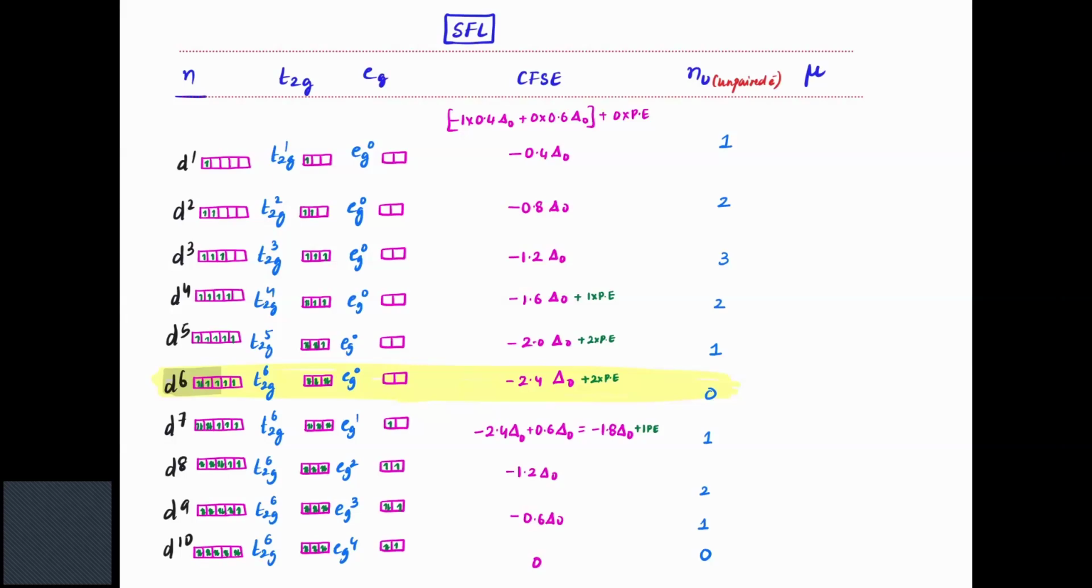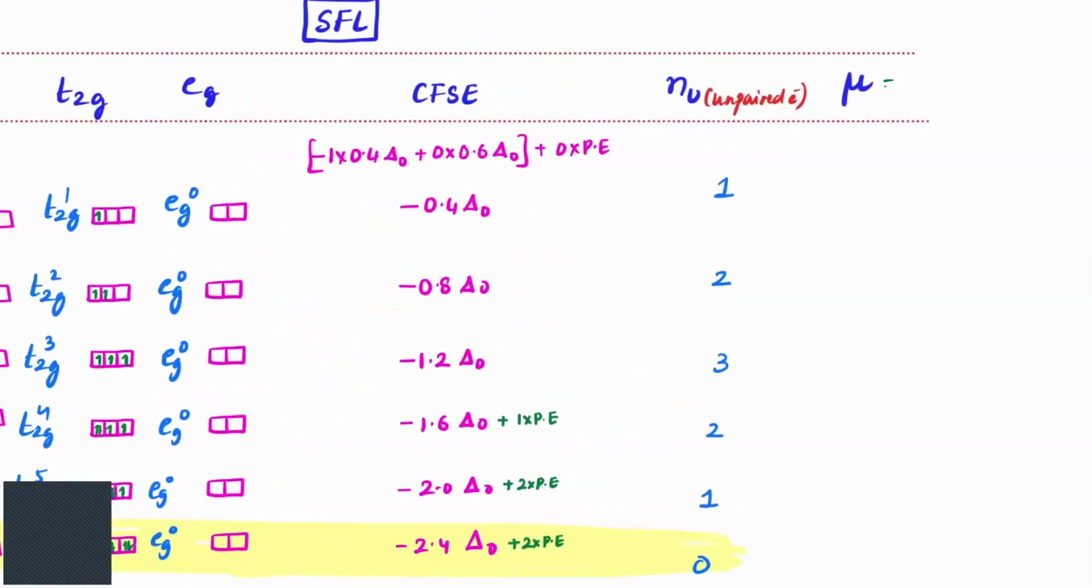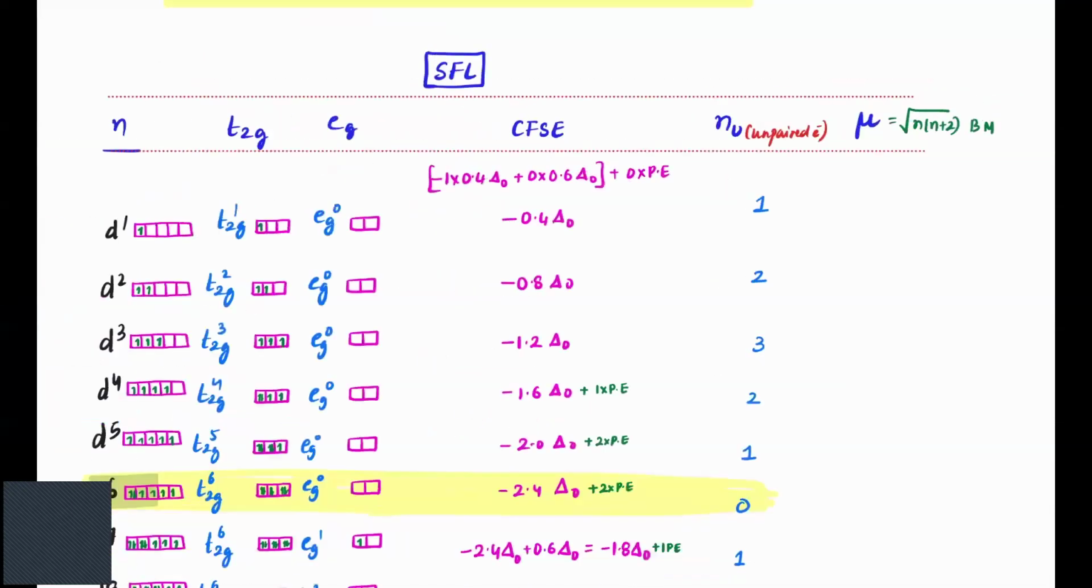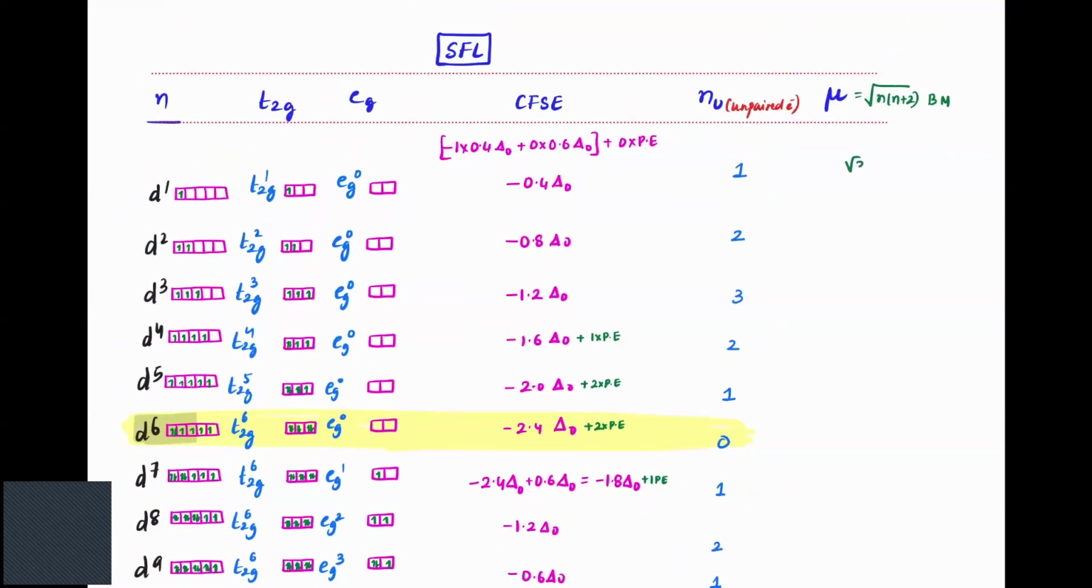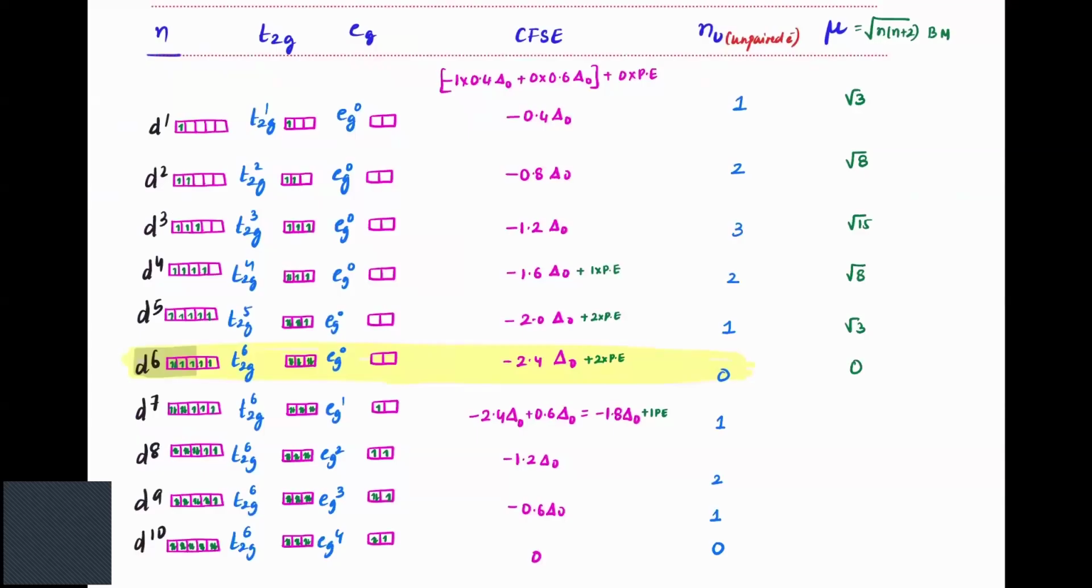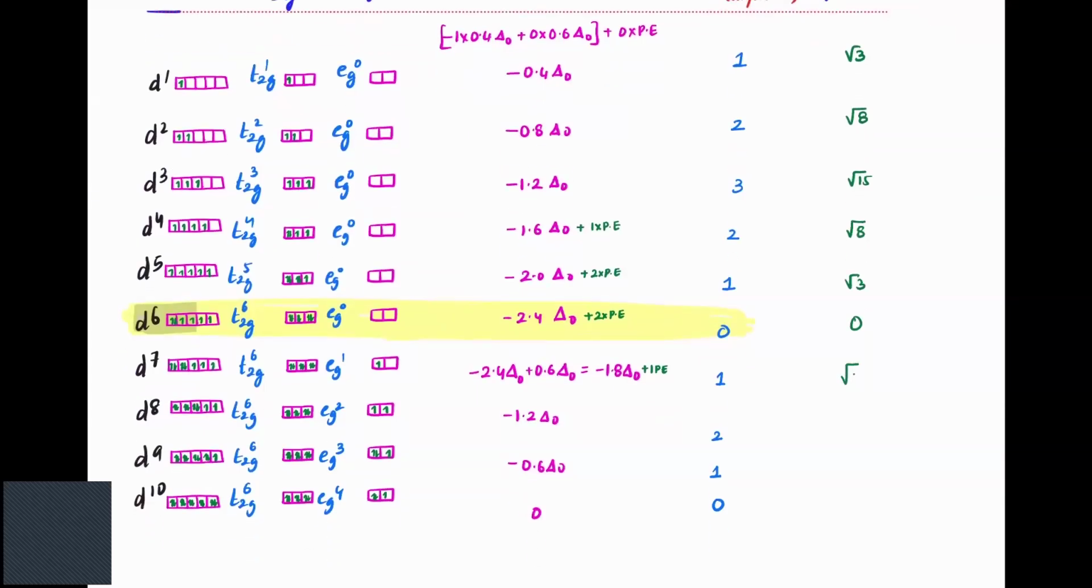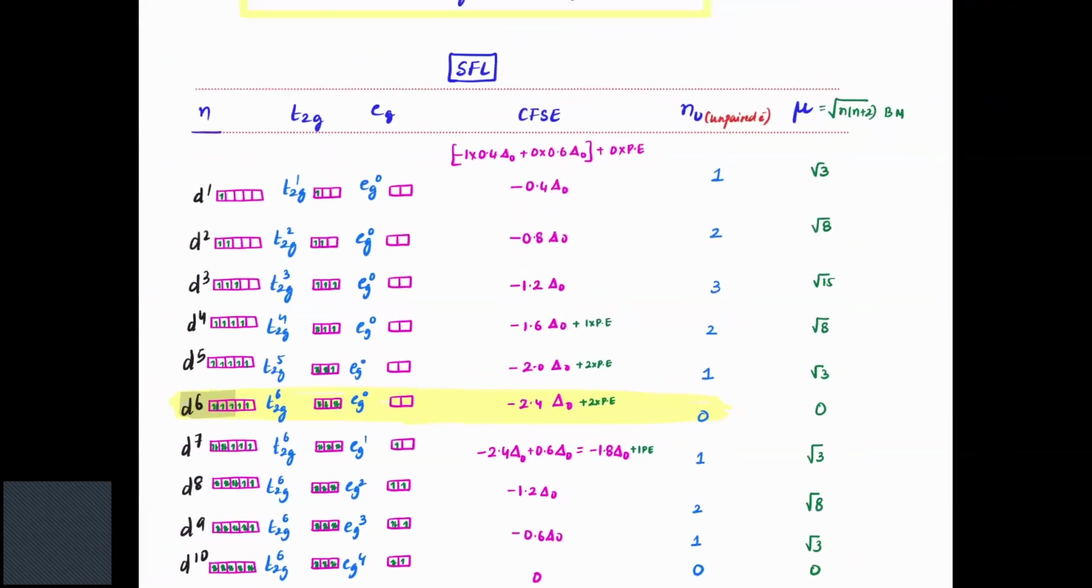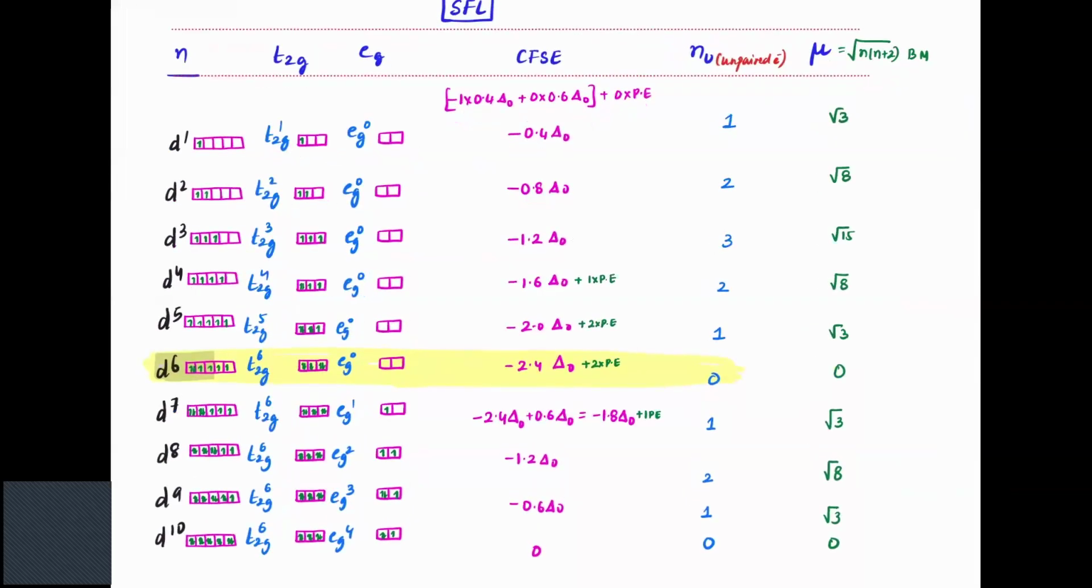If you have n unpaired electrons, the formula is under root of n into n plus 2 Bohr magnetons, BM, right? So n into n plus 2 means how much will be the mu value? Here it will be root 3, here root 8, here root 15 Bohr magnetons. Here root 8, here root 3, here 0. Then root 3 again, root 8 again, root 3 again, and 0 again. This is the mu value.